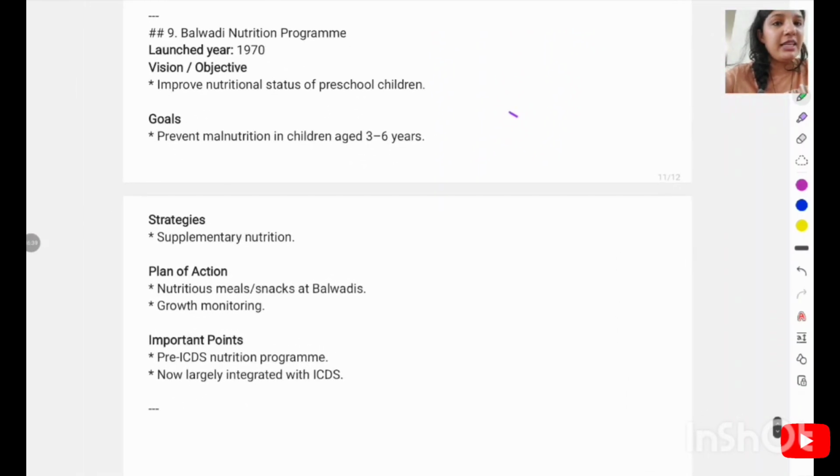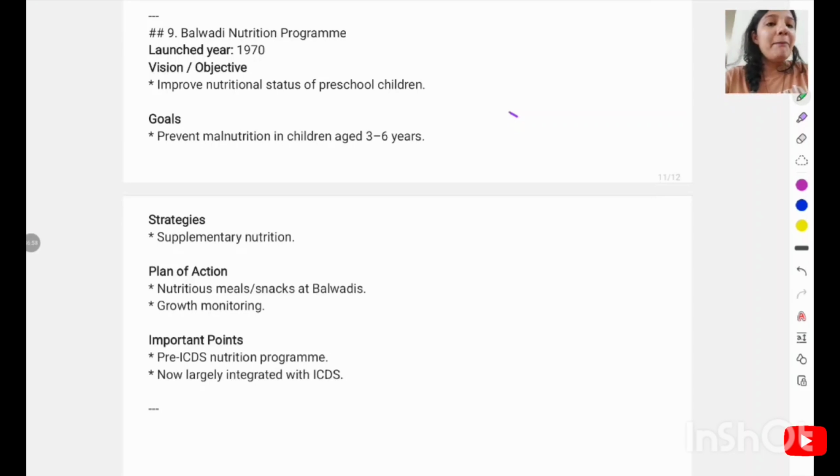And the last program coming in the series is the Balwadi Nutrition Program, launched in 1970. Its vision is to improve the nutritional status of preschool children. It means that for school going children we are giving the midday meal, but for preschool children, what do we have to give? So that's why the Balwadi nutrition program is there.